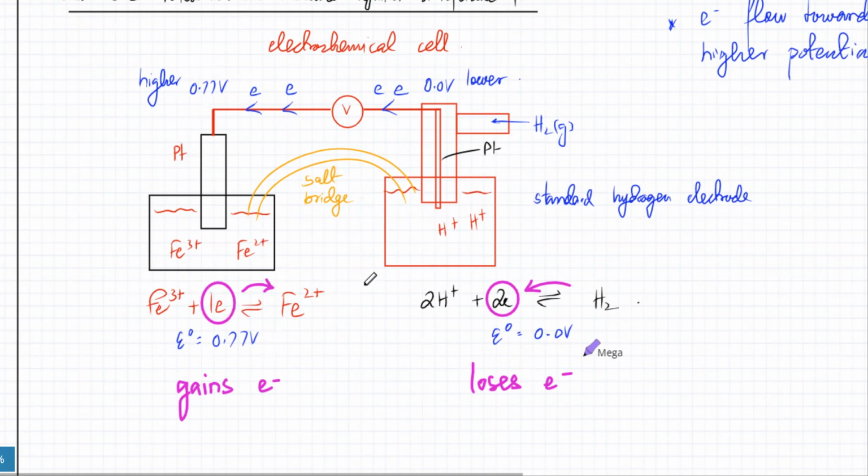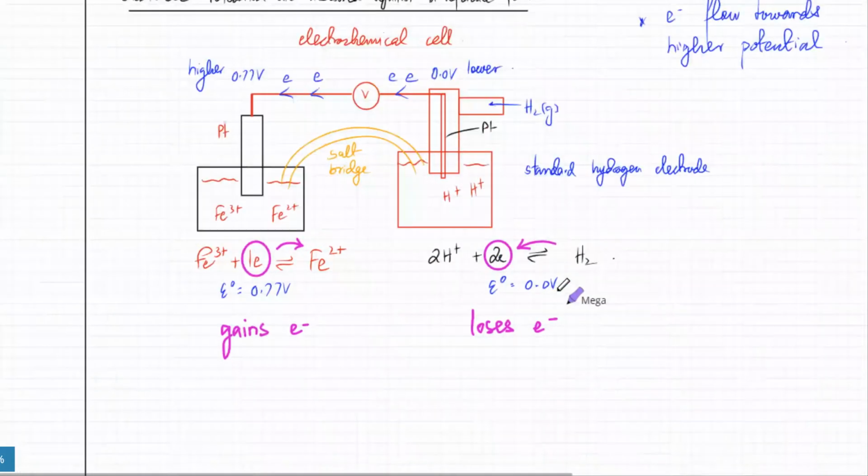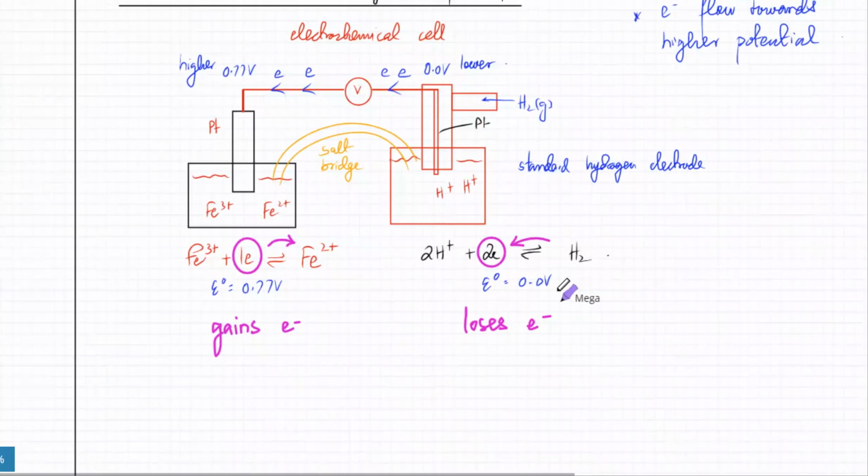So it's going to go in the forward direction. And the lower potential is the one that would lose electrons, right? Yes, that's the rule.